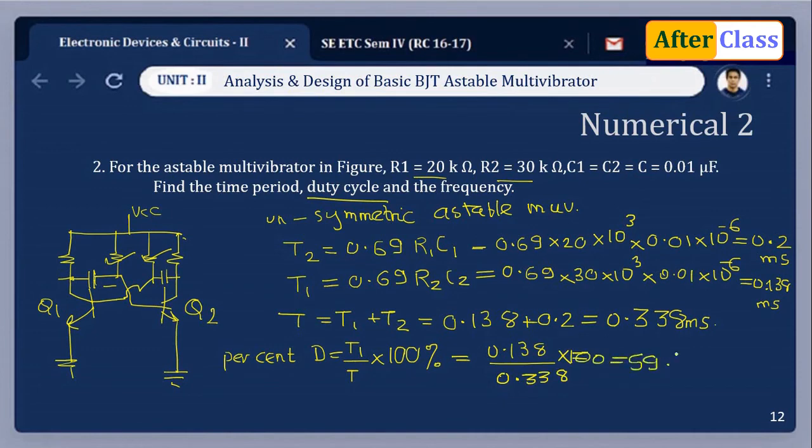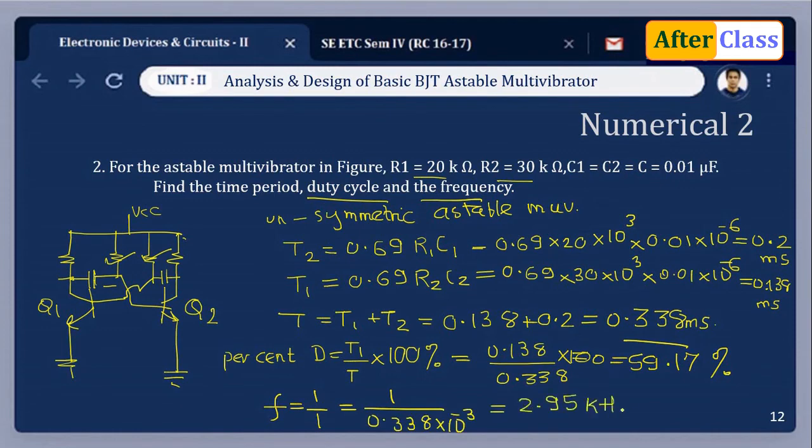So it is 59.17% is the duty cycle, T on time, and frequency is also asked. The frequency is 1 by T. So if you substitute 1 by T, how much? 0.338 into 10 to the power minus 3. So it is 2.95 kilohertz. Now what is being reflected here is it's very difficult to get a T on time less than 50% for an astable multivibrator.